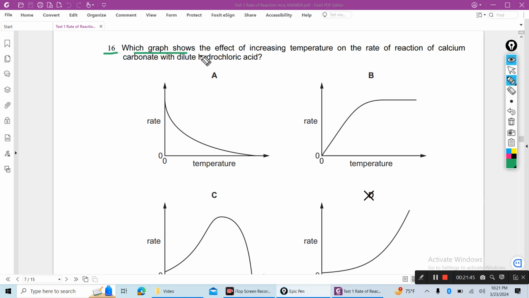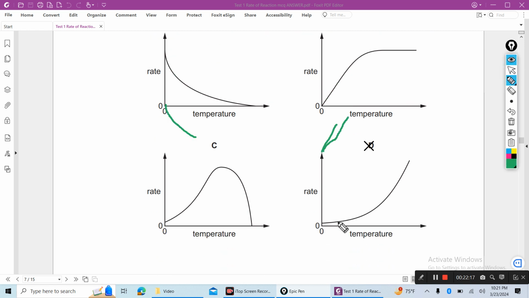Question 16: which graph shows the effect of increasing the temperature on the rate of reaction of calcium carbonate with dilute hydrochloric acid? If you increase the temperature, the rate of reaction will increase. So this one decreases, this is wrong; this one increases linearly; this one increases exponentially. So this answer will be D.